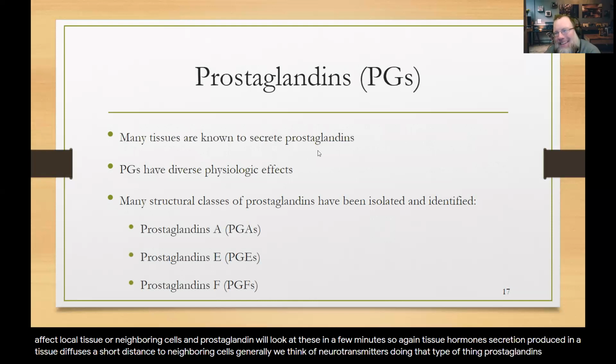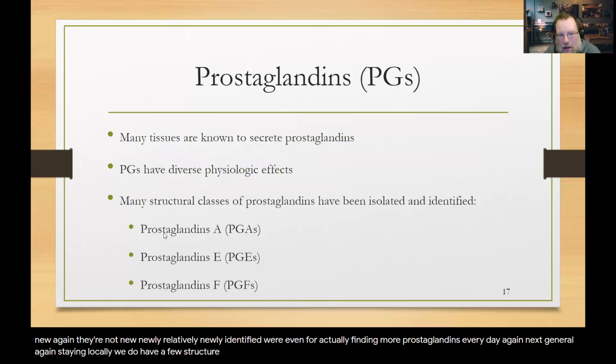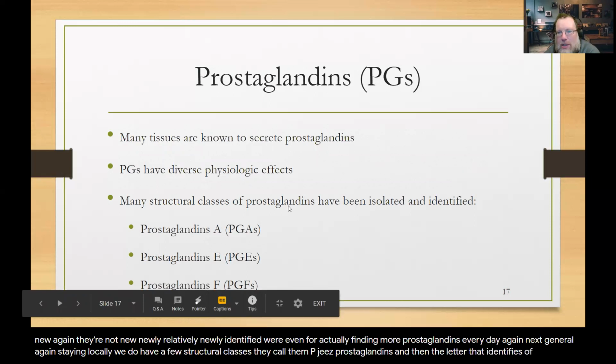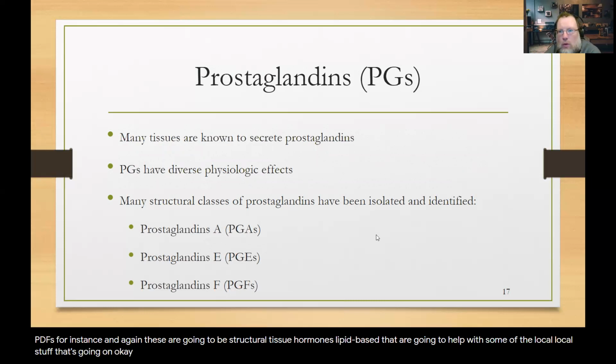Prostaglandins are relatively newly identified. We're actually finding more prostaglandins every day. Again, diverse physiologic effects, and it's generally staying local. We do have a few structural classes. They call them PGs, prostaglandins, and then the letter that identifies them. PGAs, PGEs, PGFs, for instance. And again, these are going to be structural tissue hormones, lipid-based, that are going to help with some of the local stuff that's going on. Okay. Local physiology.